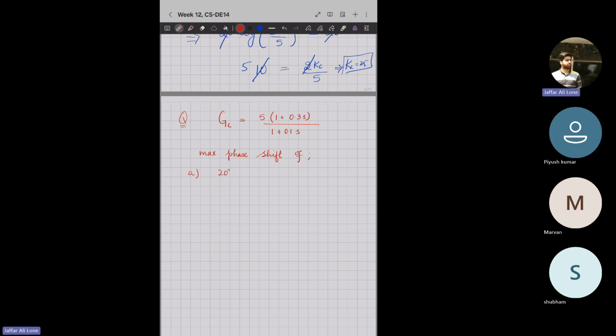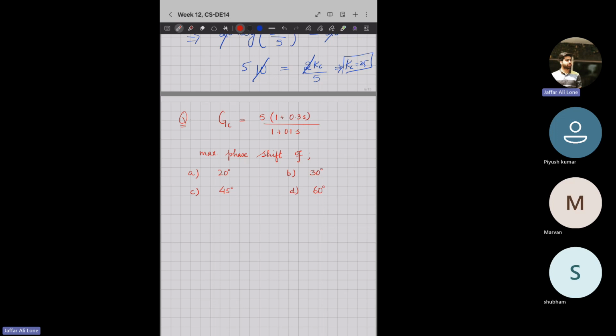Option A, 20 degrees. Option B, 30 degrees. Option C, 45 degrees. Option D, 60 degrees. Okay, I'm giving you options, so make sure you solve it.